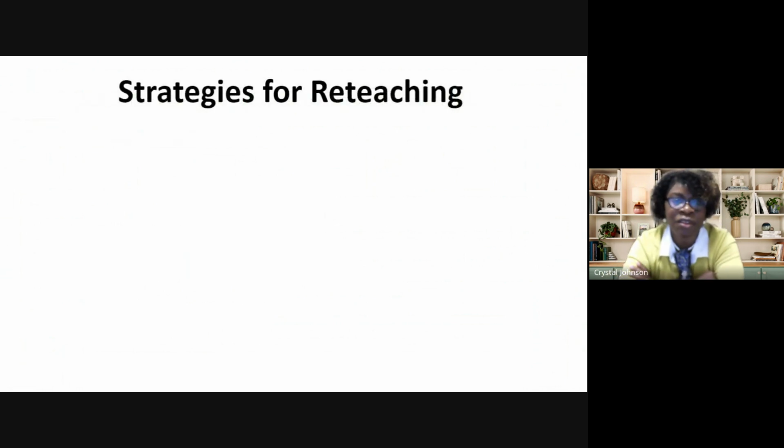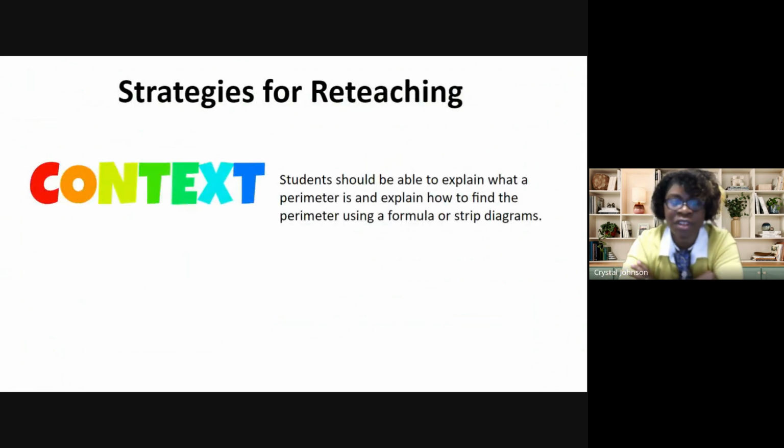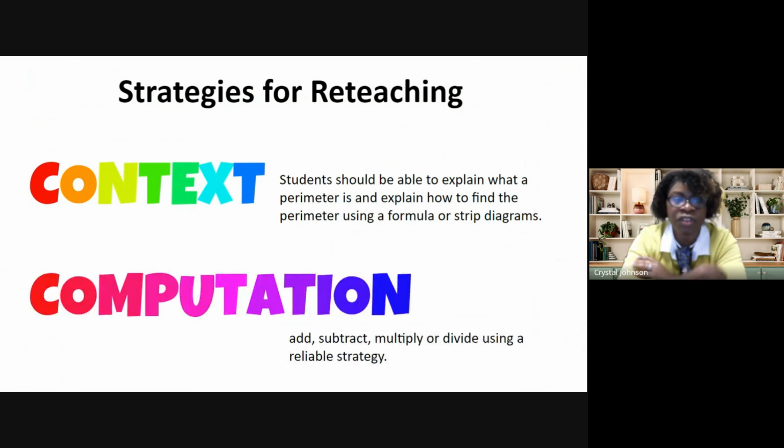So let's talk about those strategies. For your strategies for reteaching, we always look at it in two folds. You're going to look at context or you're going to look at computation. Context is the most important part of 3.7B, and computation is the part that will help them get the answer. But if students do not understand perimeter and how to unpack a problem situation to figure out how to find the perimeter, then having the correct computation skills will be null and void. They have to understand the problem before they can do the correct computations.